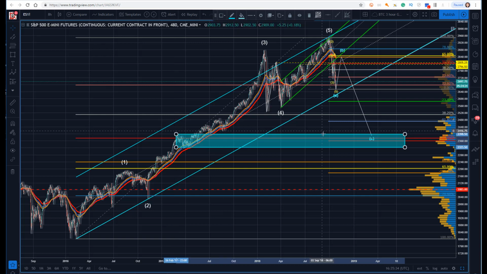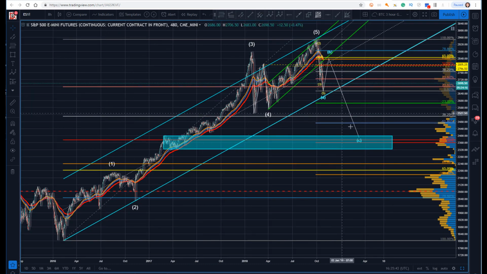Looks like that was significant here. So this would be the area if we're going to do a full correction. We're talking about 2380, we'll call it 2390 in that range. So a lot more downside to come if we're going to do this here. Now I'm looking at an 8-hour chart.